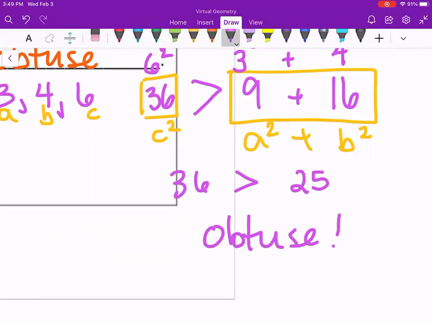All right, guys, so I hope you enjoyed learning a little bit about how you can use Pythagorean theorem and its different versions to find the missing side lengths in your triangle, and also how you can use the converse to classify the triangle.